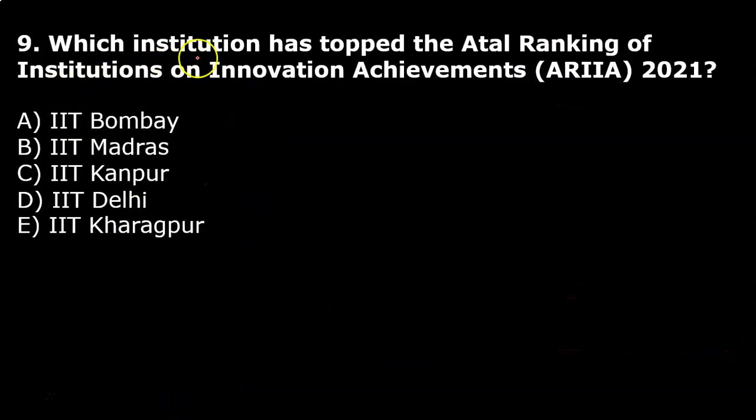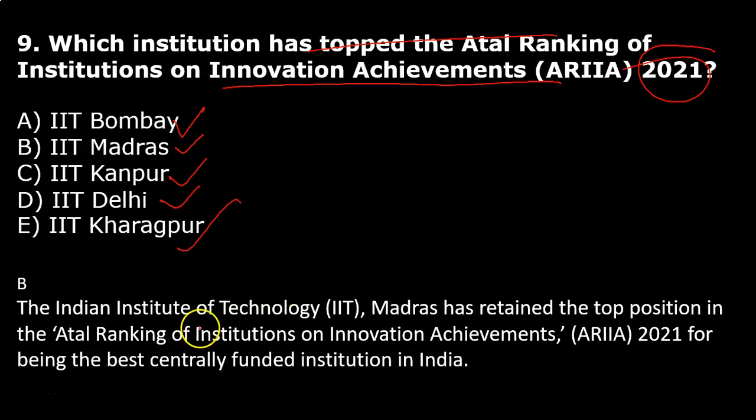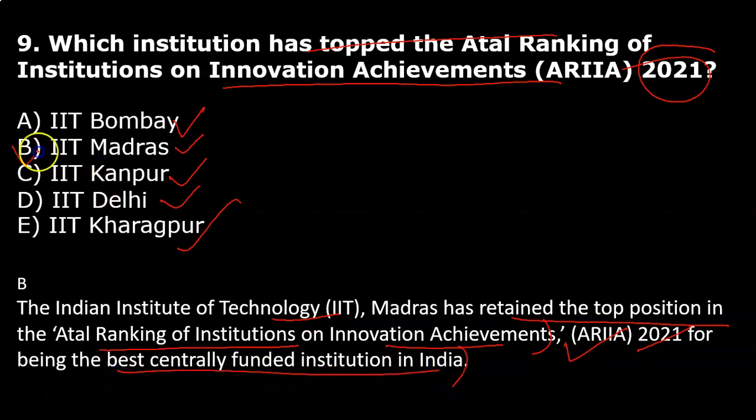The 9th question, which institution has topped the Atal Ranking of Institutions on Innovation Achievement, ARIIA 2021? Your options are IIT Bombay, IIT Madras, Kanpur, Delhi or Kharagpur. So recently Indian Institute of Technology Madras has retained the top position in the Atal Ranking of Institutions on Innovation Achievement, that is known as ARIIA 2021, being the best centrally funded institution. So your answer is B.